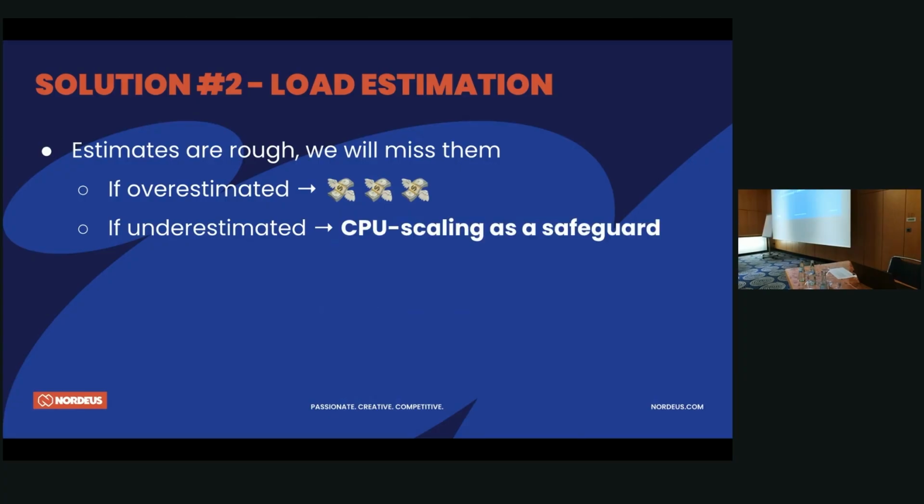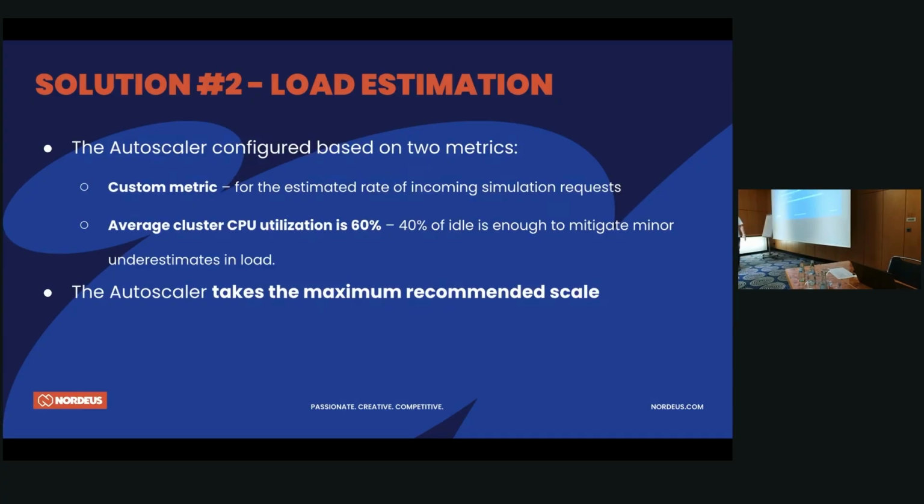We decided to use CPU autoscaling as a safeguard. So to combine these two metrics, we just had to ensure that we don't underestimate by more than 2 times. Because CPU as a safeguard can save us with this 50% of target utilization. So it was just important not to underestimate total number of requests by more than 2 times. And our autoscaler, we configured it like this, based on these 2 metrics.